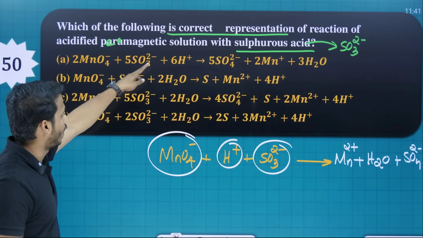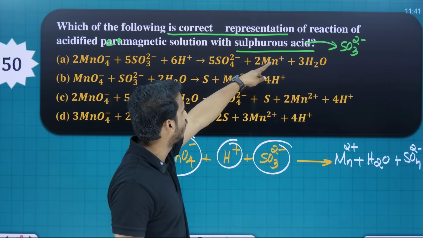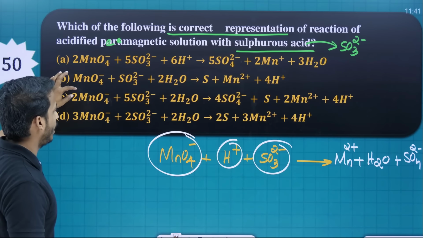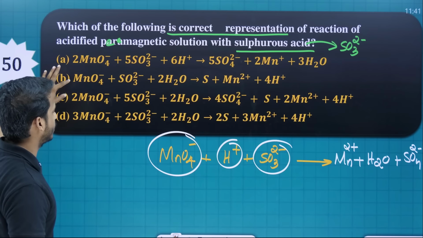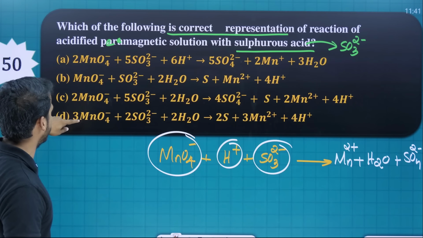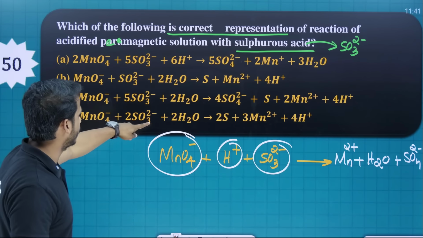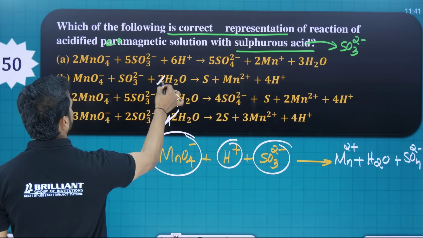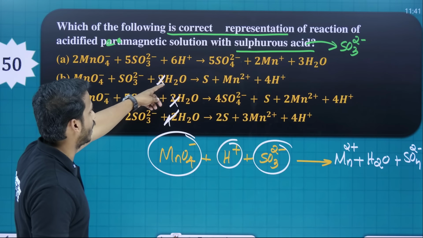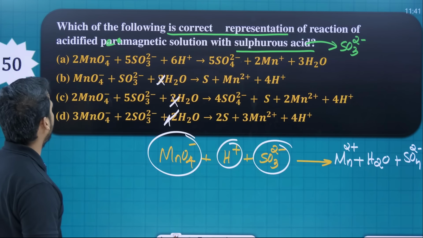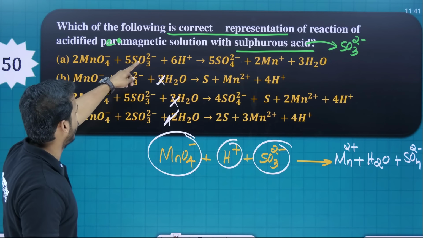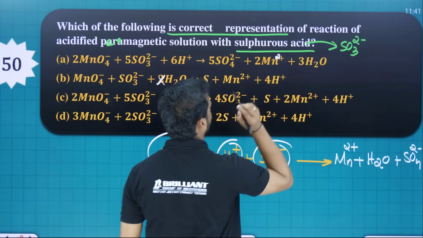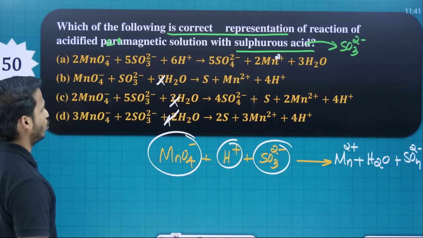MnO4 minus, SO3 2 minus, H plus, SO4 2 minus, Mn2 plus. Mn2 plus, not Mn plus. So, where is that? Okay, MnO4 minus, SO3 2 minus, not H2O. H2O should not be on this side, only acid should be there. See, H2O is mentioned on this side, right? No. So MnO4 minus plus SO3 2 minus plus H plus give SO4 2 minus and Mn, this will be 2 plus. Okay, that's a mistake. 2 plus and 3H2O.